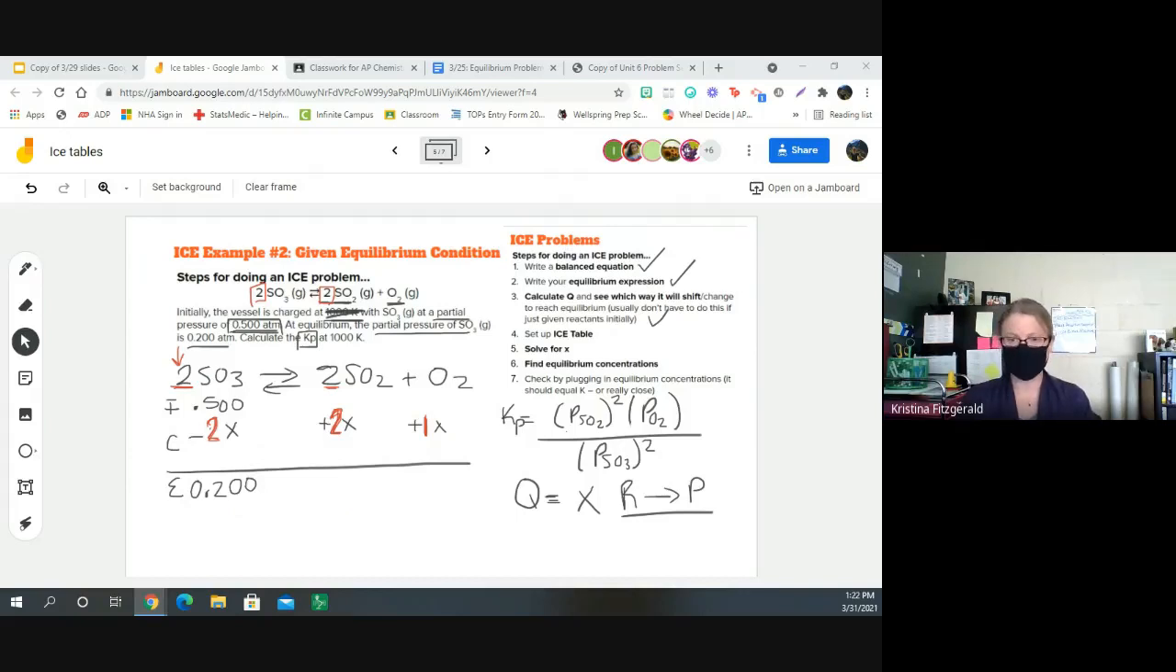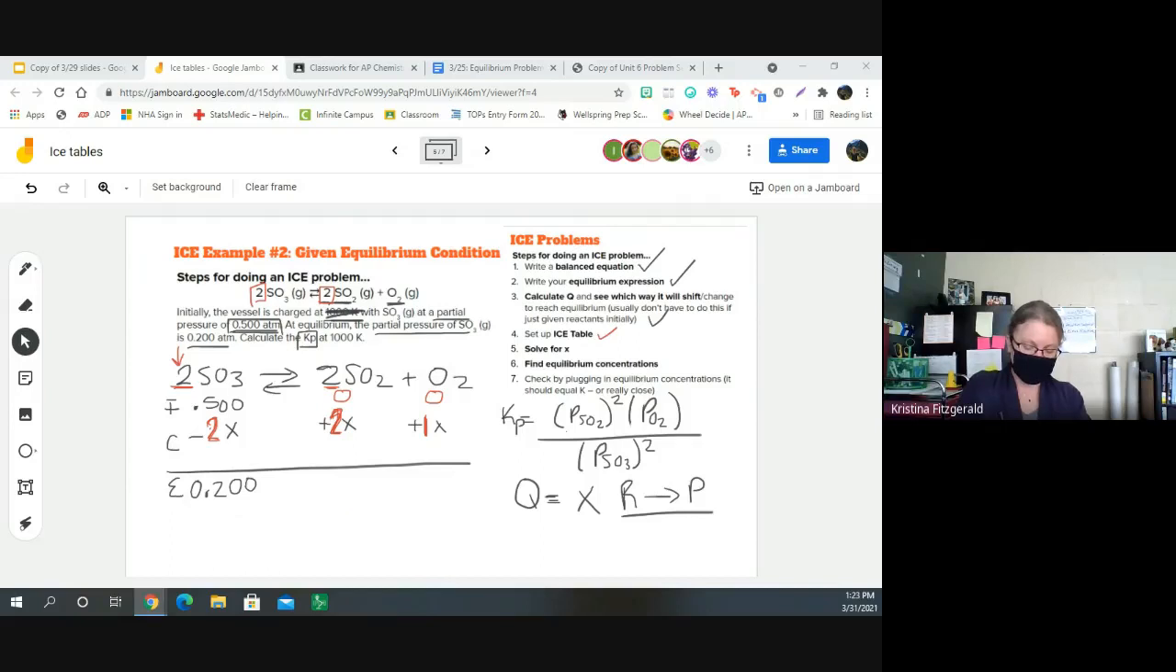Okay, we're not done yet. Don't ask that question, we're just pausing. We set up the ICE table. Now initially I don't have any products, so I'm going to put zeros there, because I know they only gave me reactants to start, so we assume we have no products yet.